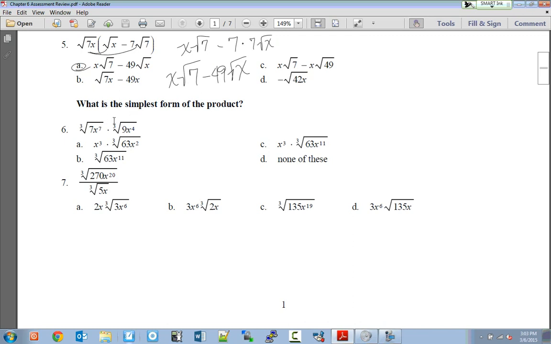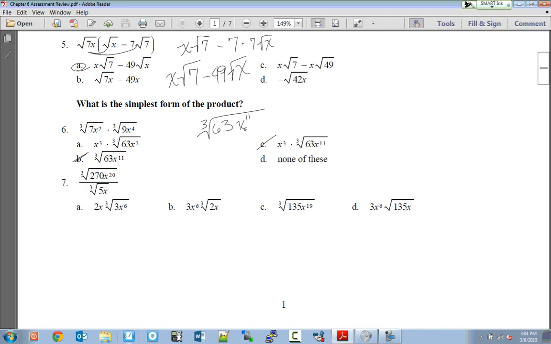Right here as well, since these are cube roots, you just multiply what's underneath. So we're going to have the cube root. 9 times 7 is 63. And this is going to be x. 7 plus 4 is 11. So we look around for this answer. We know it's not that one because we still have an 11 under here and they pulled out something here. Same thing here. We know it can't be that one. So it's either going to be A or none of these.